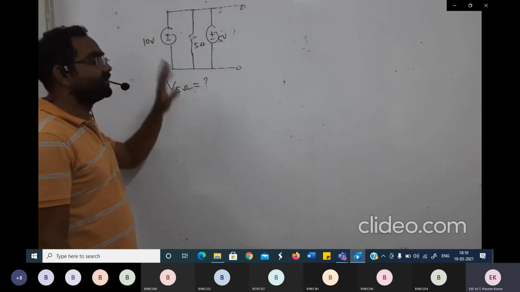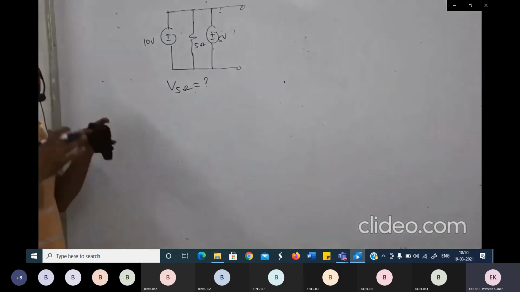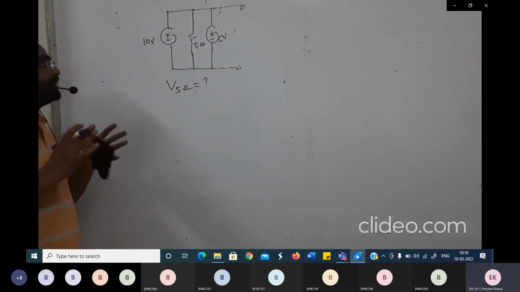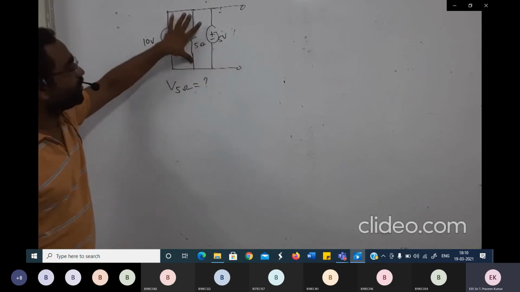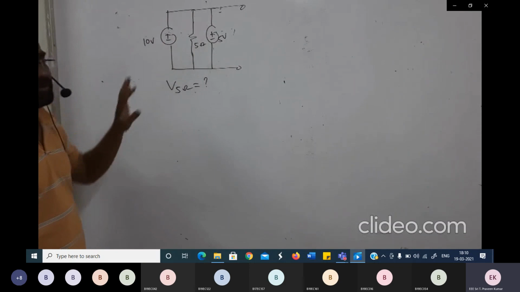All are connected in parallel with 5 ohm resistor. Whenever the elements are connected in parallel, the voltage across it must be same. Now this is 10 ohms, this is 5 volts. How can we say it? Because this is also connected in parallel, the voltage across 5 ohm resistor can be same.